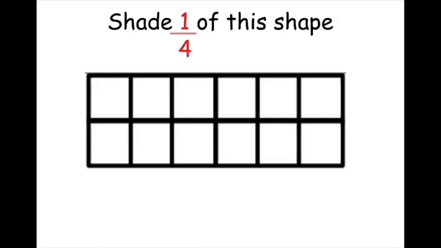If I want to find a quarter of this shape, I need to look at how many parts are making up this whole. So I need to count the squares. 1, 2, 3, 4, 5, 6, 7, 8, 9, 10, 11, 12. So what I actually need to find is a quarter of 12. To do this, I know the bottom number, the 4, tells me what I need to divide my number by. So 12 divided by 4.